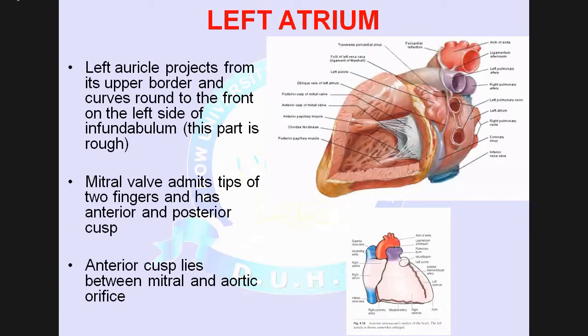The left auricle projects from the left side of the infundibulum, and this is the left ventricle opening up. This is the opening of the left ventricle with the anterior and posterior cusps over here, admitting 2 fingers within its opening. The anterior cusp lies between the mitral and the aortic orifices, which would be this one.